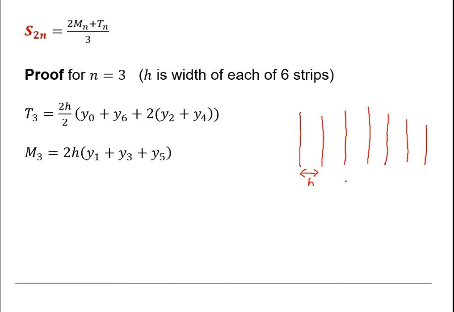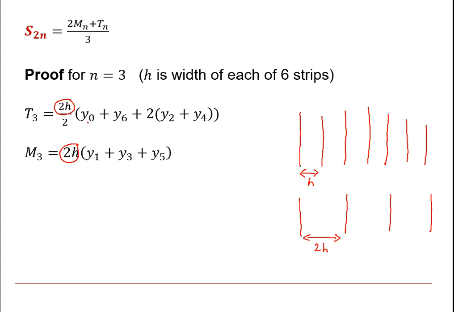So if we wanted to work out the trapezium rule estimate T3 for this same overall interval, we would be dividing our interval into three parts, and each of these strips would have a width of 2h. So that gives us the 2h there, and then similarly for the midpoint rule it will be 2h again.